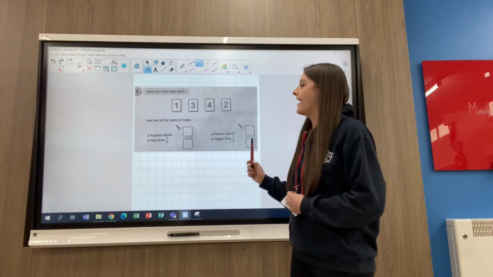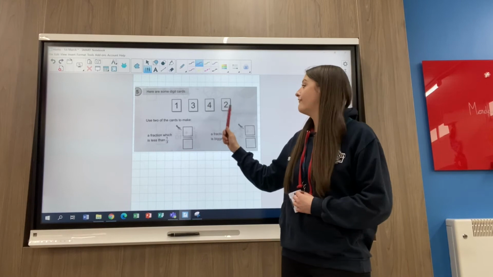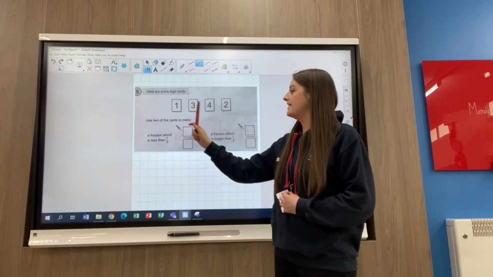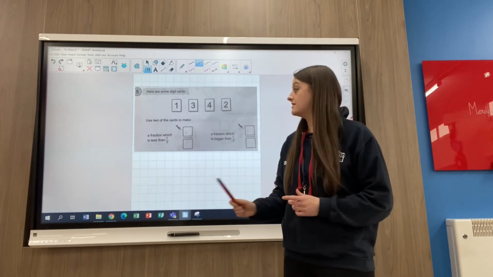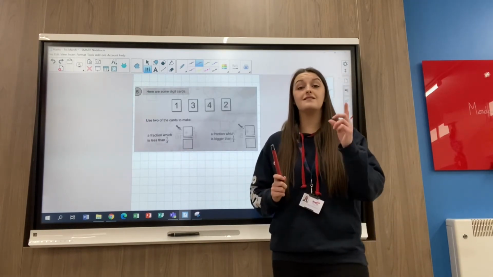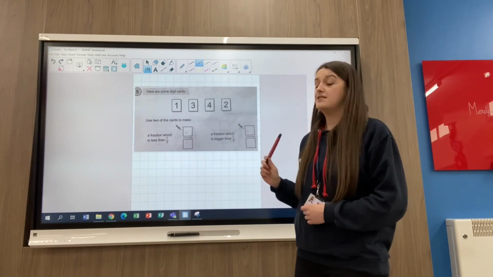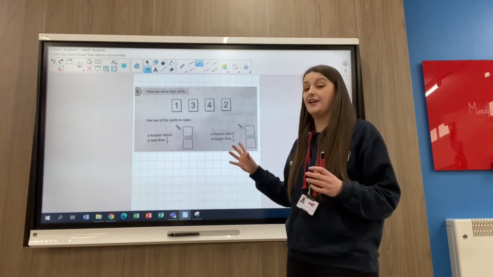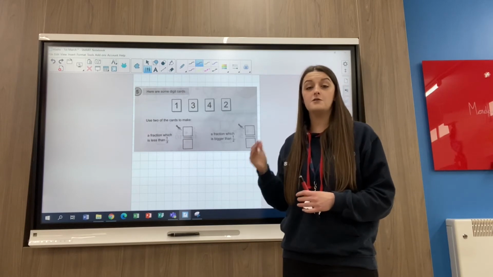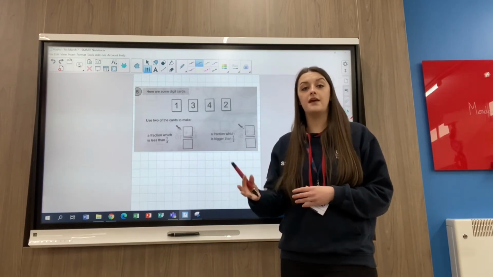So on question 5, we've been given some digit cards. We've got 1, 3, 4 and 2. Now we need to use 2 of these cards to make a fraction which is less than 1/3, so it's smaller than 1/3, but then we've got to use the cards again to make a fraction that's bigger than 1/2, okay? So we're going to be using our knowledge of comparing and ordering those fractions, biggest to smallest.